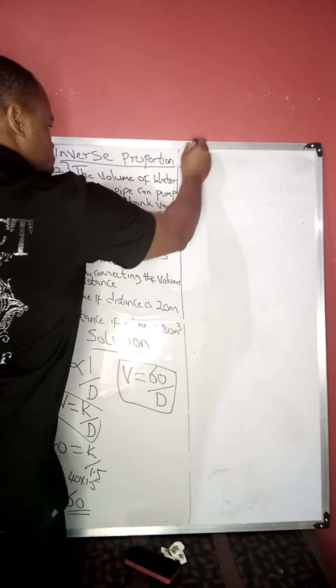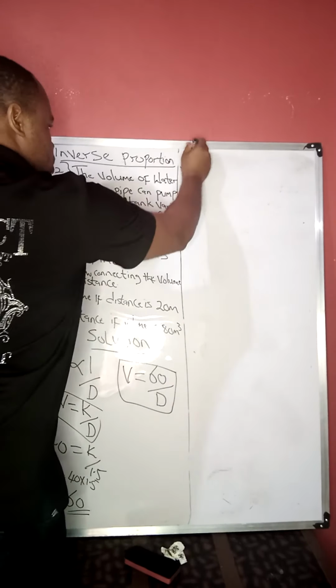So anywhere I see D, I'll put what? 20. So my V is equal to 60 over 20. If you divide, this cancels this, 2 and 6 is what? 3. I'll be having my V as 3. But don't forget, V has a unit. In the question, they gave us V as what? Meter cube. So I'll be writing 3 meter cube.